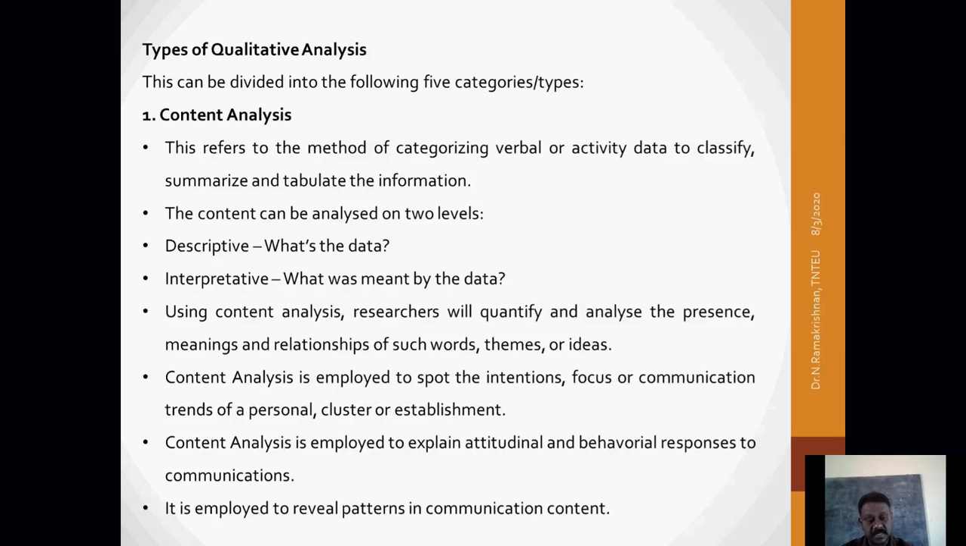Using content analysis, researchers will quantify and analyze the presence, meanings and relationships of such words, themes or ideas. Content analysis is employed to spot the intentions, focus or communication trends of a person, cluster or establishment. Content analysis is employed to explain attitudinal and behavioral responses to communications. It is employed to reveal patterns in communication content.